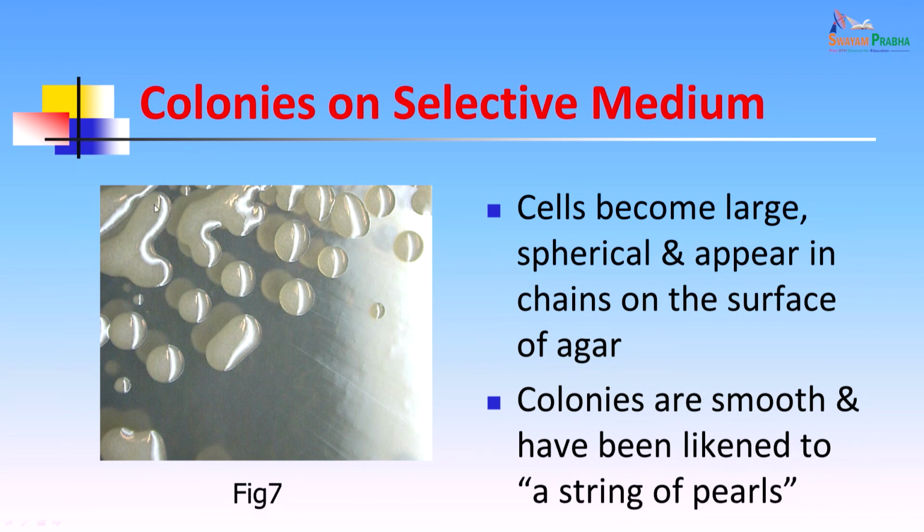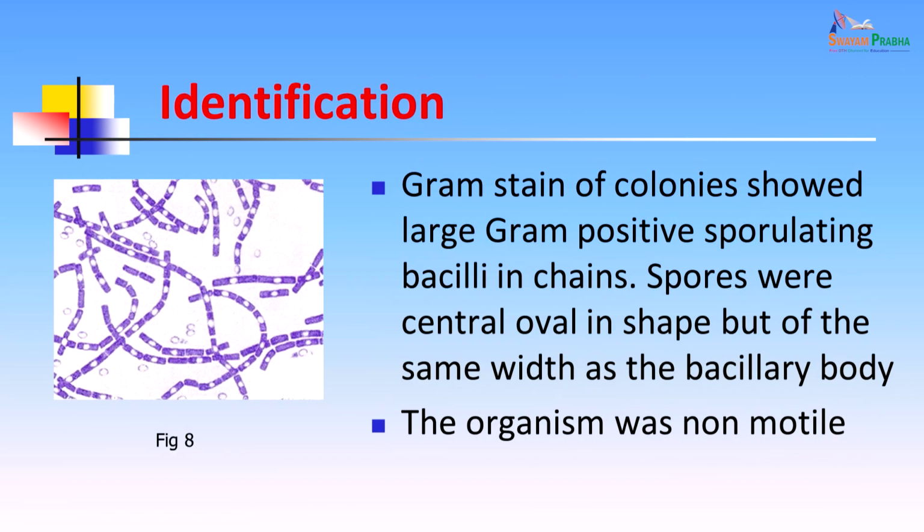So, you can see the difference in the colonies in the medium containing penicillin as versus the medium not containing penicillin, which looked like the medusa head colonies. After smears were made from these cultures, the picture was very different from the picture which you saw in the original smear. Here a lot of spore containing bacilli were seen. The gram stain of the colony showed large gram positive sporulating bacteria in chains.